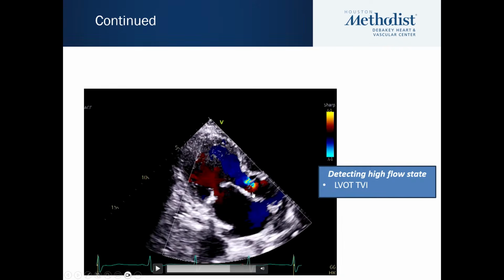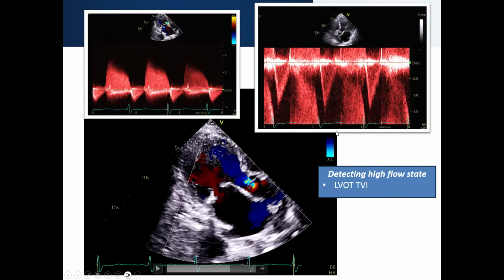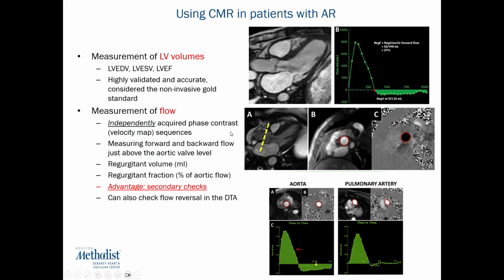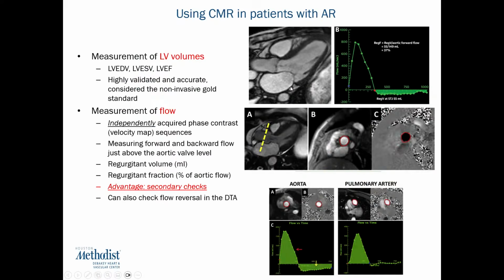So notice how there's a sizable convergence zone without even shifting the baseline. Here's your pressure half-time, and here's that finding that I told you about earlier. Big TVI in someone with high velocity and high flow. And we did further quantitation on this. This was kind of closer to the moderate range. So that's the key thing to watch out for, essentially, the flow convergence and then the TVI.